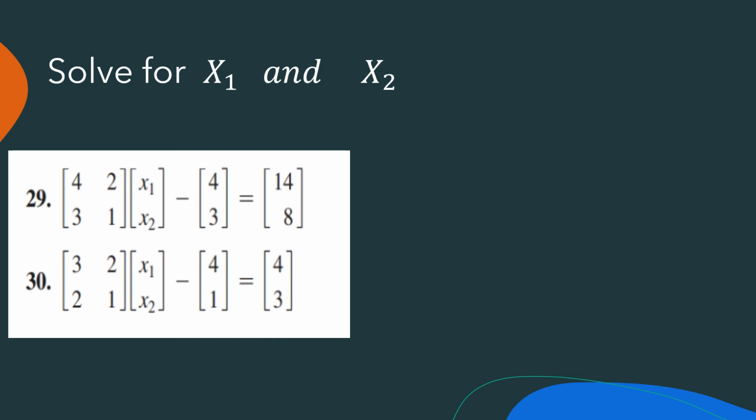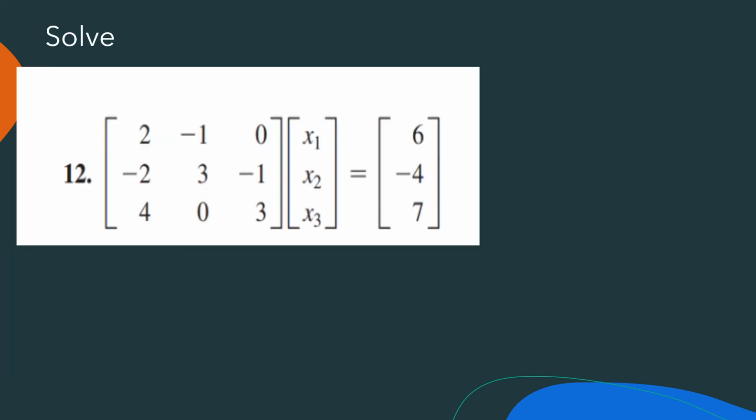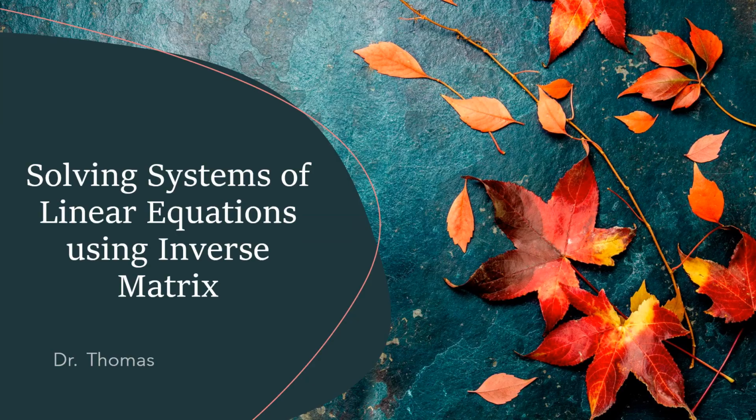For the first question here, I can pull that constant 4, 3 matrix to the other side and put it in the form AX equal to B. First, you have to rewrite this in the form AX equal to B, and only then can you make use of the inverse of a matrix. Then you can easily get the inverse of the matrix and find the solution.